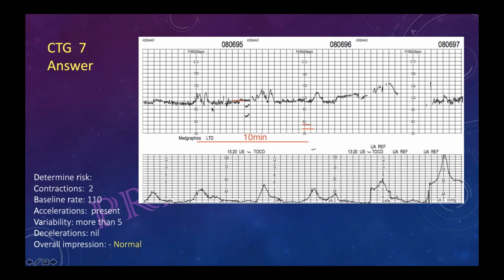And how is variability calculated? This oscillation is variability. To calculate it, we take the upper end of this and the lower end of this. So this is the variability.